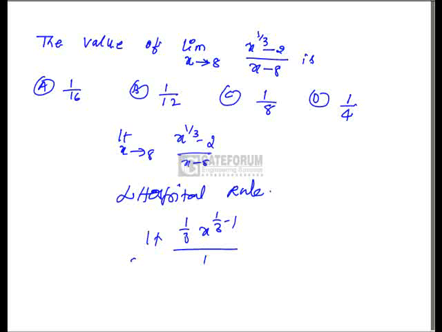Now as the limit is tending to 8, we'll substitute the value of x as 8, which is 2 cube. Now the value of the limit is 1 by 3 into 1 by 4, which is 1 by 12. That is option B.